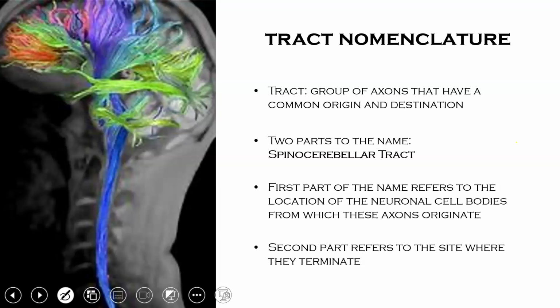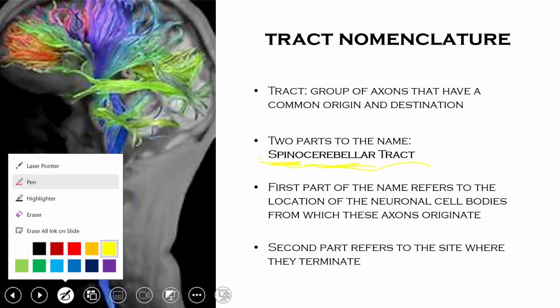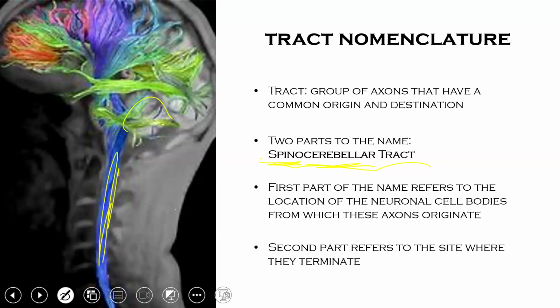So how are we naming things? This is pretty complex at first, when you first hear all of these terms, but we're going to look at some of these terms coming up and it'll make a little bit more sense. So we see spine and we see cerebellum here. So we're looking at this tract. A tract is a group of axons that have a common origin and destination. There's two parts to the name, right? So we see a spinocerebellar tract. So it's coming from the spine and going to the cerebellum, is all that means.